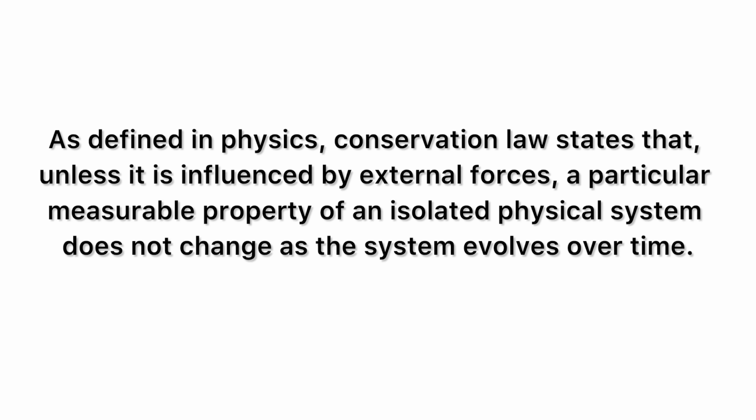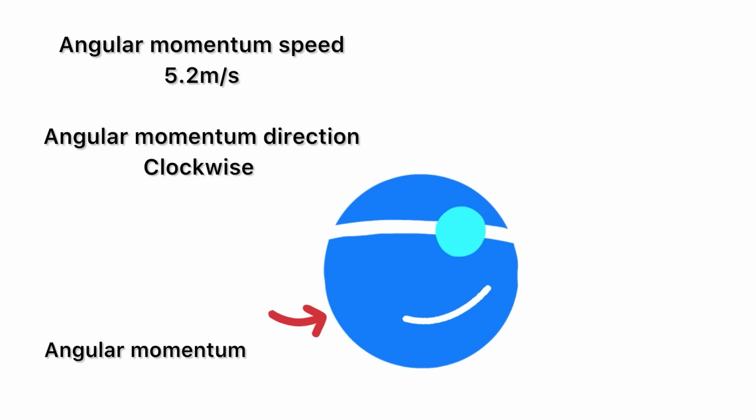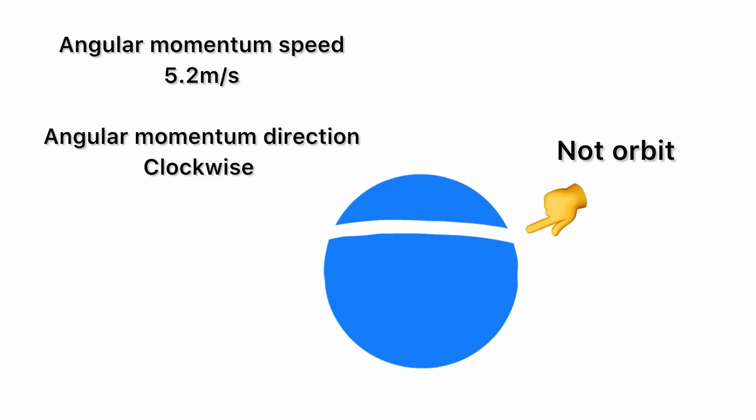Conservation is a well-known theory in physics. It simply states that within an isolated system, an attribute that is conserved stays the same over time unless it is influenced by an external force. For example, assume that the momentum of this blue planet is moving at a speed of 5.2 meters per second. The law of conservation of momentum says the speed and direction of this blue planet will remain unchanged unless the planet is disturbed by external forces.